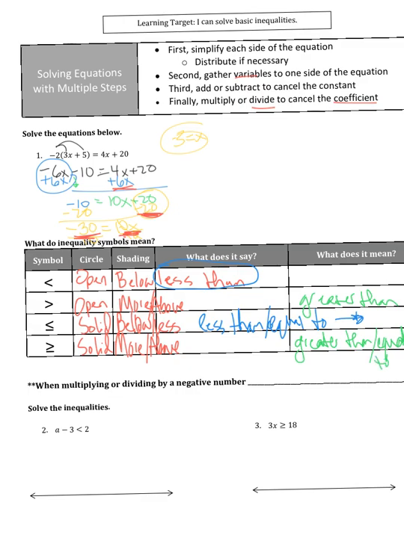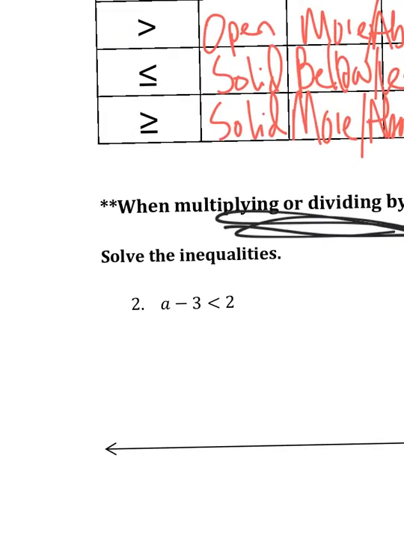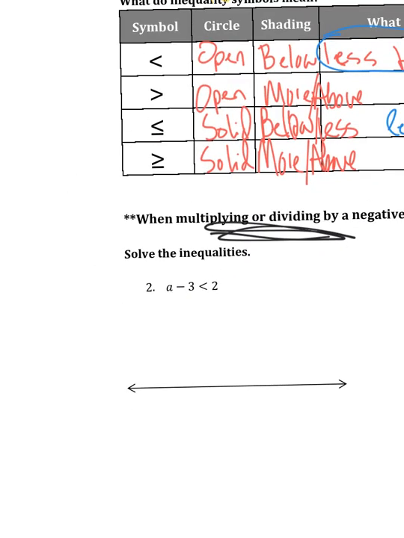Not worried about the table, guys. Here's what you need to know. When multiplying or dividing by a negative number, this is a big key thing. Flip the sign. Okay, so not worried about that right now, but let's do these. So if I look at this, here's what's going to happen. I want you to add 3 to both sides like it's an equal sign because that gives us the coefficient by itself. So a is less than 5 is the right answer.